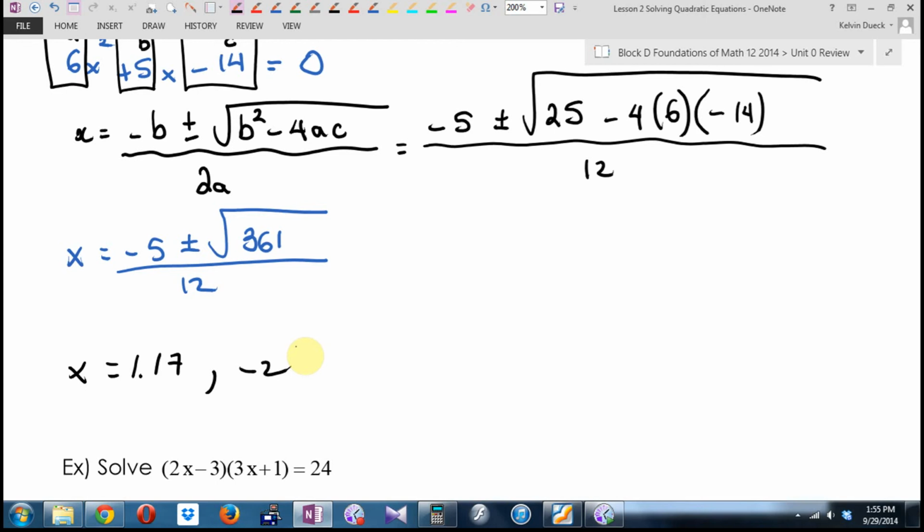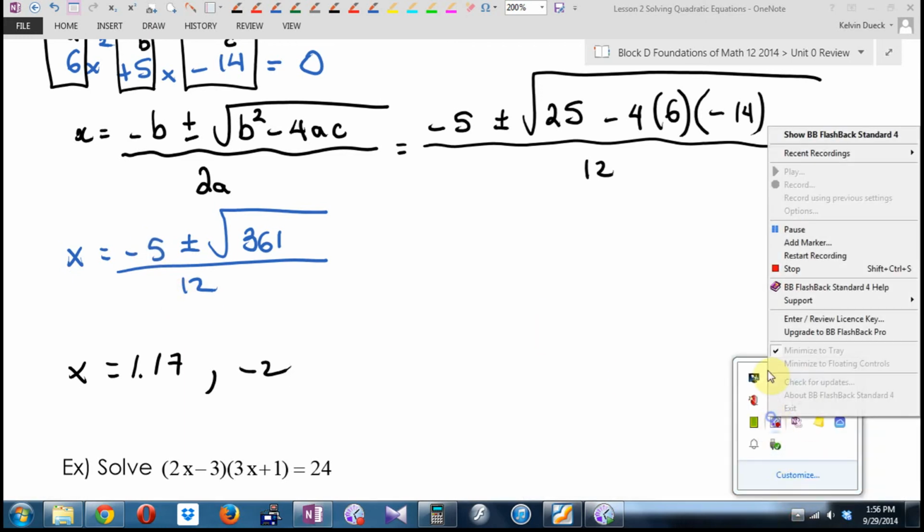By the way, the 4 people to whom I loaned calculators today, some of the menus that we're looking at might be located in a different location on your screen, but they'll be there somewhere. Do you get 1.17 and negative 2? Yeah. Do you get square root of 361? So check if you have a negative 5. You're dividing by a positive 12.